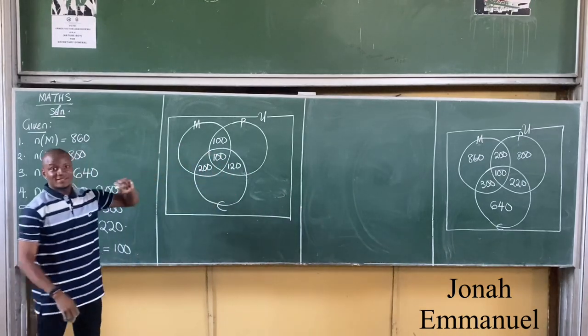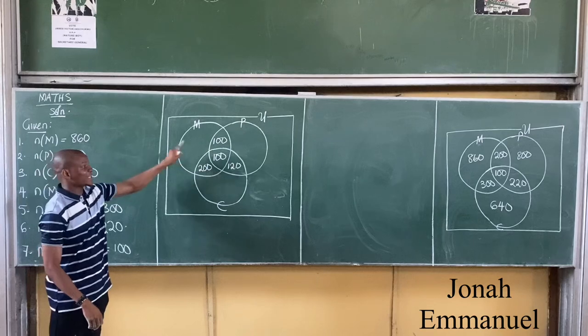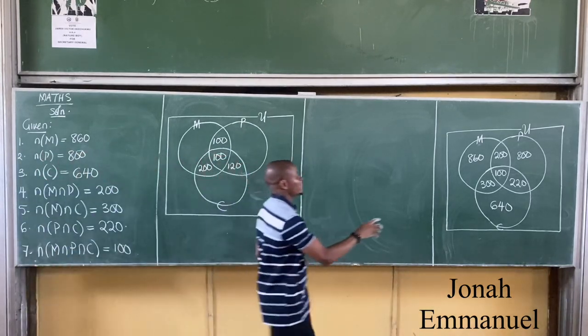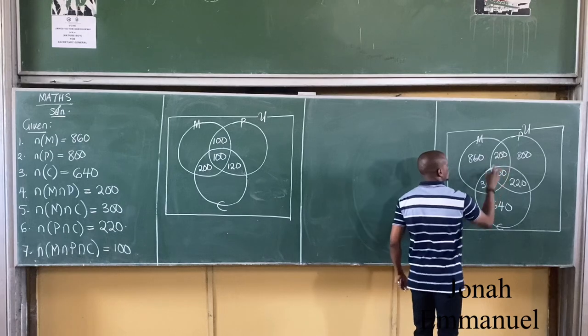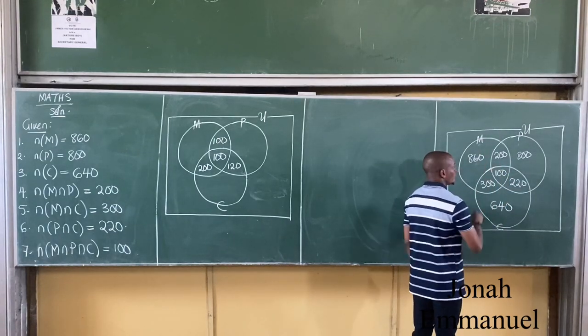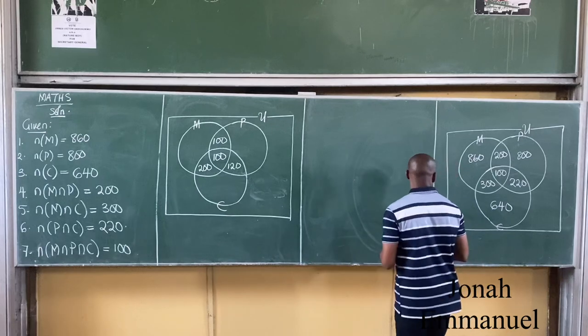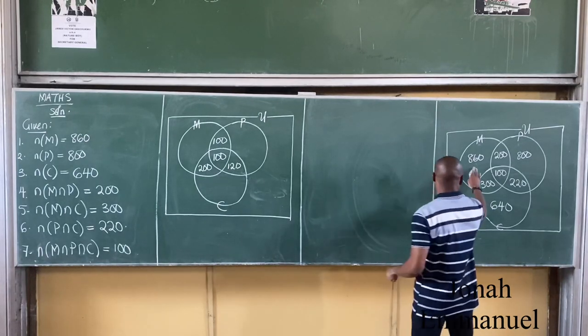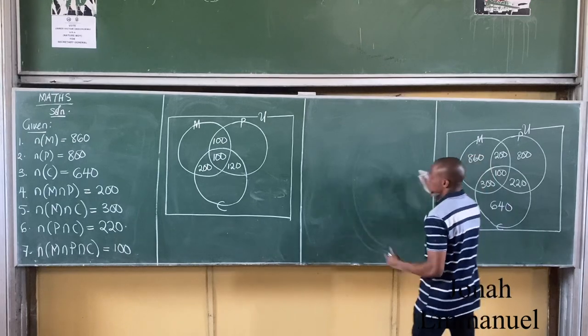Here's where the task is. How do you get this part here? Look at this. Now we've gotten the values for each of these parts. Simply do a subtraction, that's all. How do you get this part? Look at this. So it becomes this. What do you have here? Look at the M circle.